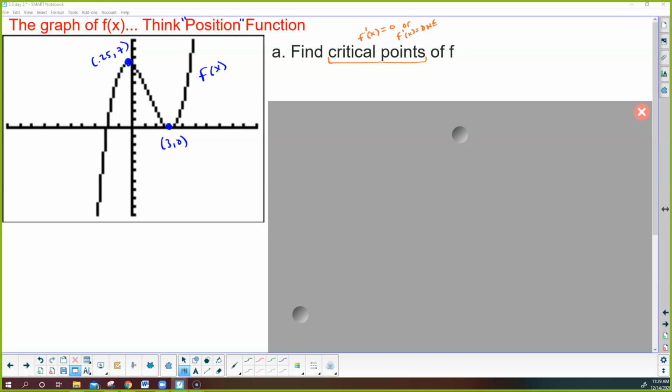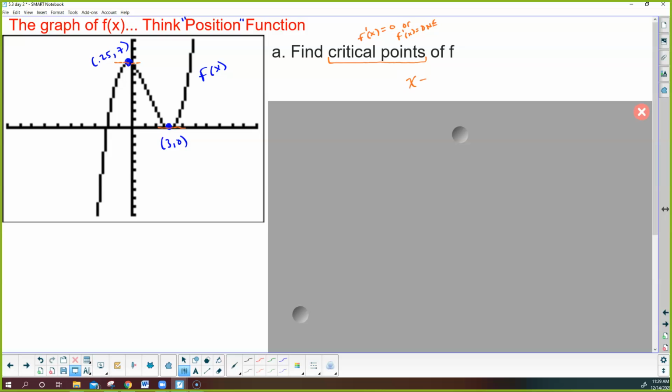All right, let's go over this here. I ended up adding a couple of things just to help us do this. So if I tell you to find critical points of f, critical points are where the derivative, the first derivative, is equal to 0 or doesn't exist. Well, where is the first derivative? That is where we have horizontal tangents, and those occur at maxes and mins of the original function.